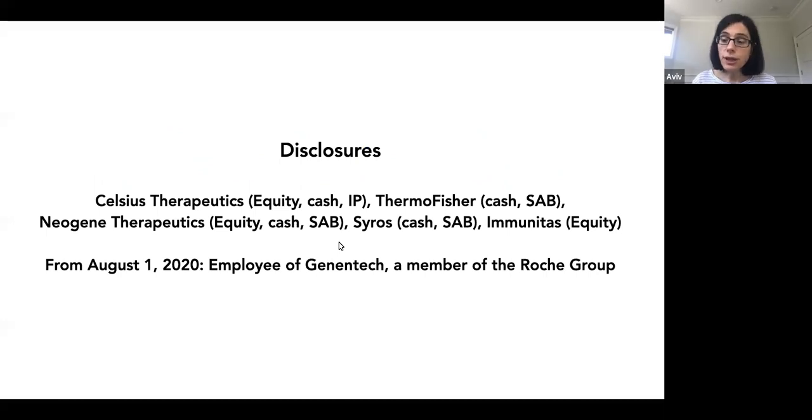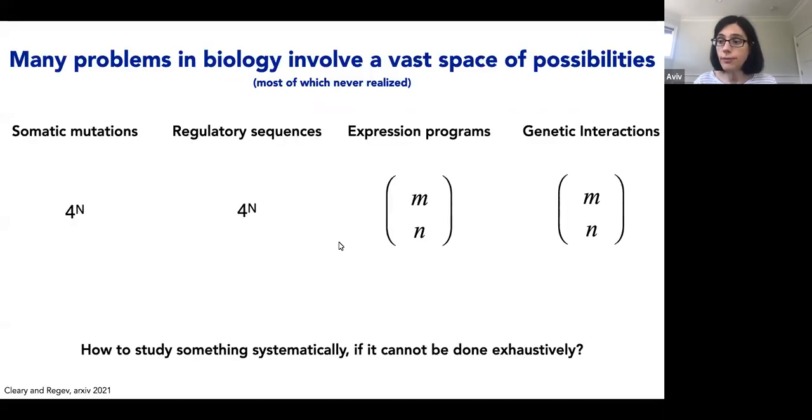First, my disclosures. I'm a co-founder and equity holder in Celsius and Immunitas. And until July 31st, 2020, I was an SAB member in Thermo, Neogene, and Cirrus. From August 1st, 2020, I'm an employee of Genentech. My lab has just moved to Genentech last month, and so the work I'm going to show today is from MIT, the Broad, and HGMI.